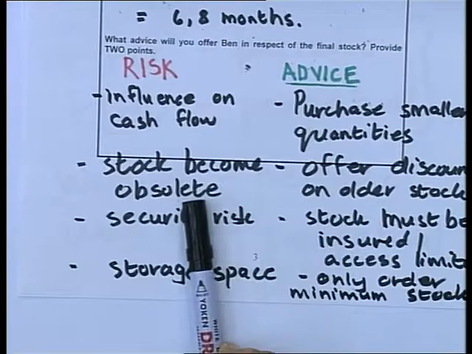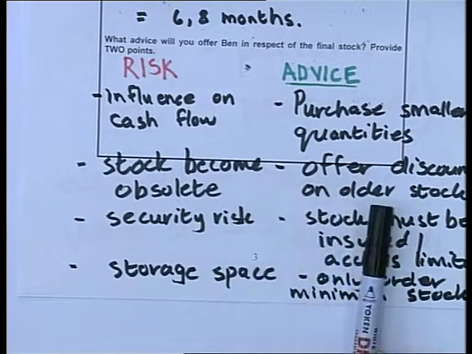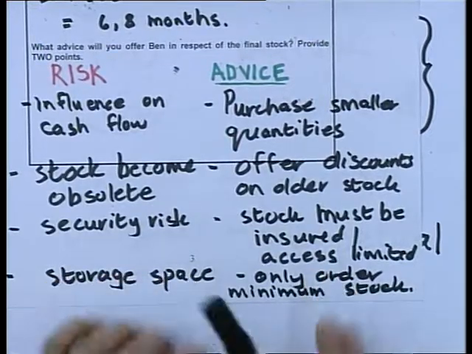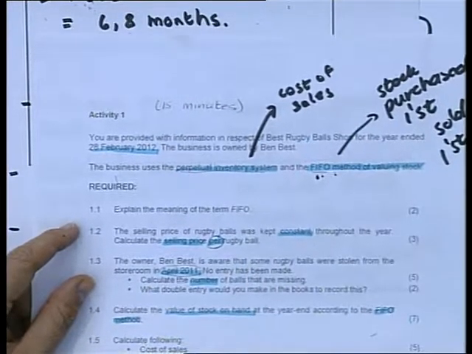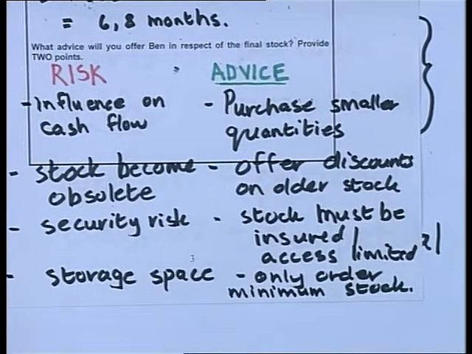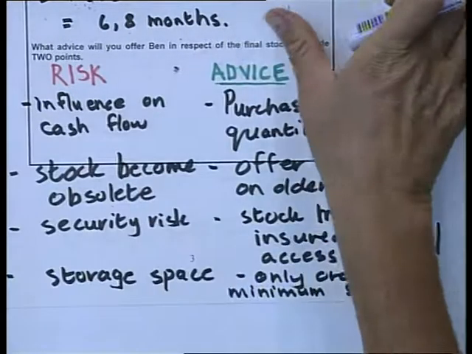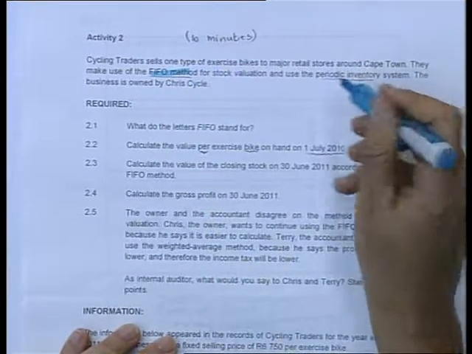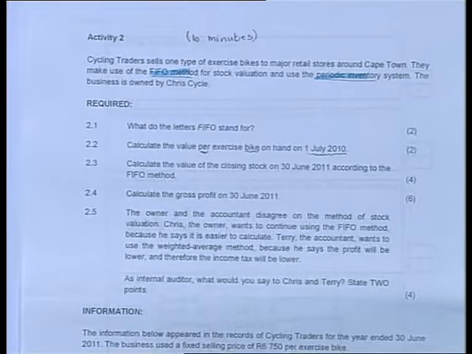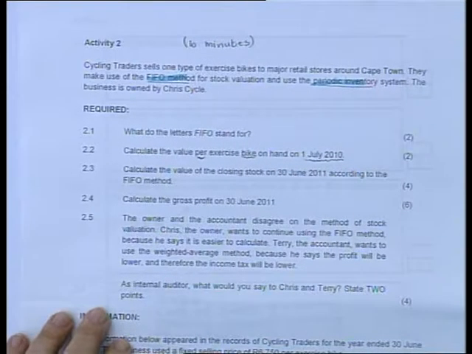I would first look at the risk, and then I would give some advice on how to not have that risk. Okay, so that was this question, just once again, for perpetual FIFO. Now the next question that you have there is FIFO periodic, and that you now have to go and do.